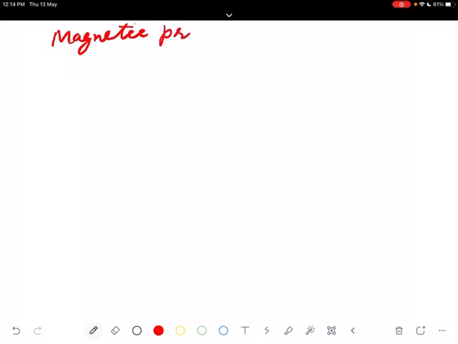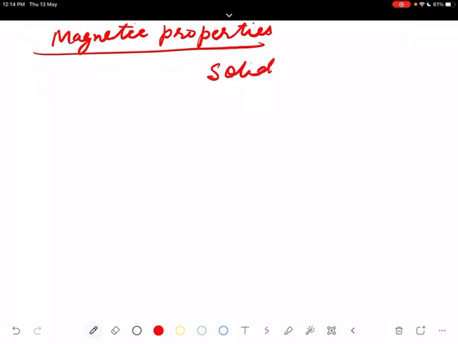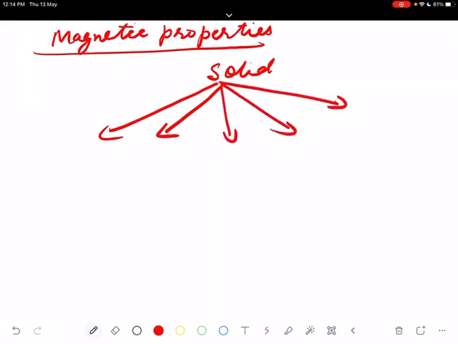Magnetic properties of solids. When we learn electrical properties, solids are classified into 3: insulators, semiconductors, and conductors. Here the solids are classified into 5. That is paramagnetic, diamagnetic, ferromagnetic, antiferromagnetic, and ferrimagnetic.